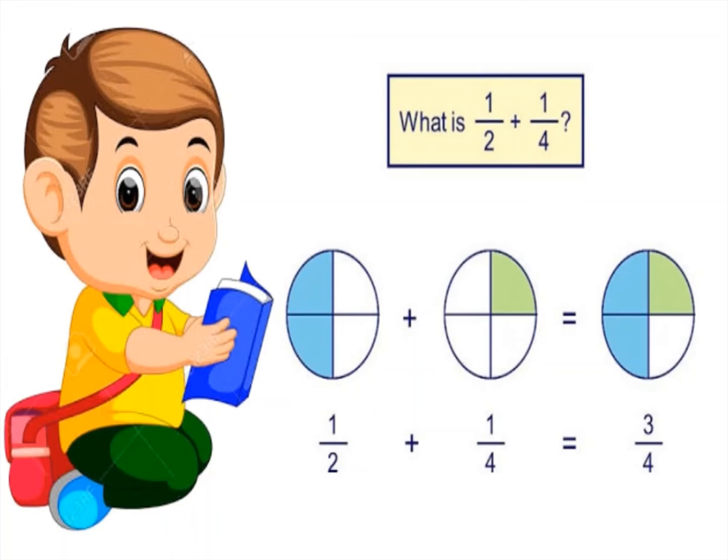But if we do it without the help of a picture, how shall we do it? The question comes here. 1 upon 2 plus 1 upon 4 is equal to 3 upon 4. Let's see the steps of how we shall do it.